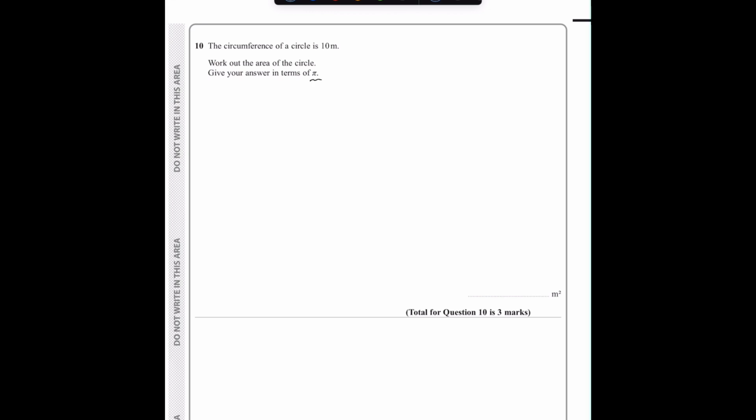So the first thing here is, what is the formula for the circumference? The formula for the circumference is 2 pi r, where r is the radius. And we're told this is equal to 10. So from here, we can find out what the radius is straight away, can't we?